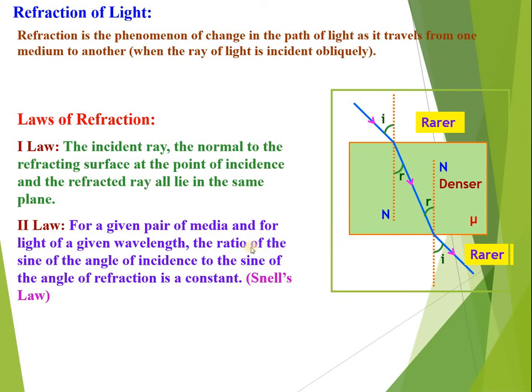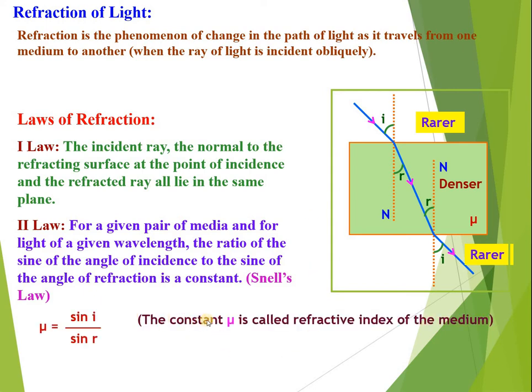The relation is given by Snell's law. As per Snell's law, the ratio of the sine of angle of incidence to the sine of angle of refraction for a given pair of media is constant, and that is known as the refractive index. This constant mu is known as the refractive index of the medium. So mu equals sin i upon sin r.